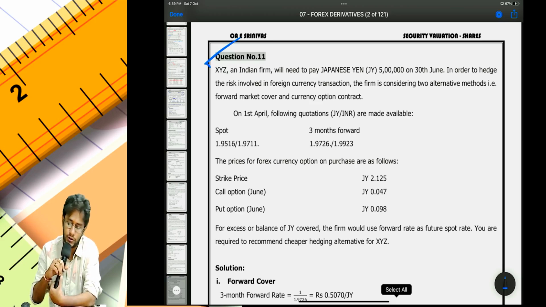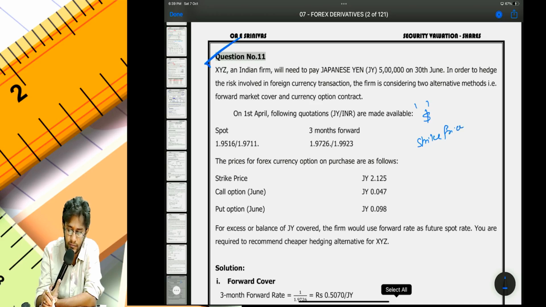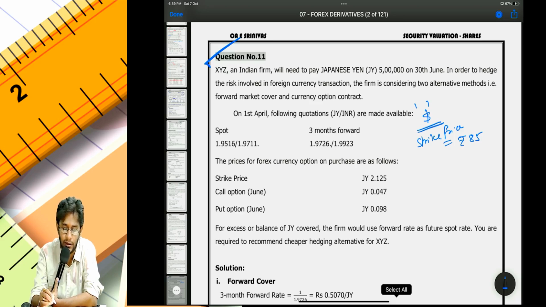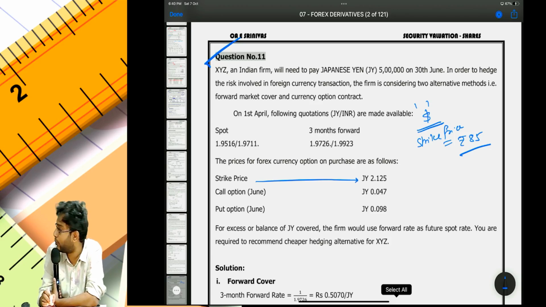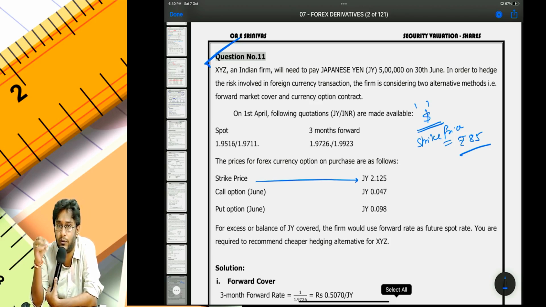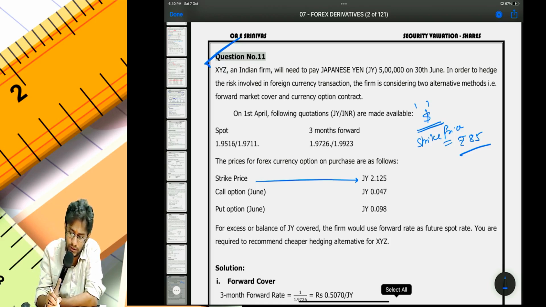Sir, suppose you have a dollar payable, and somebody tells you the strike price is rupees 85, what does it mean? Strike price is $1 is equal to rupees 85. Like that, here also if somebody tells you strike price is Japanese yen 2.125, Japanese yen 2.125 is equal to some other currency. Which is that other currency here? Indian rupee only. So here you must understand that it is given as 1 rupee is equal to yen 2.125.